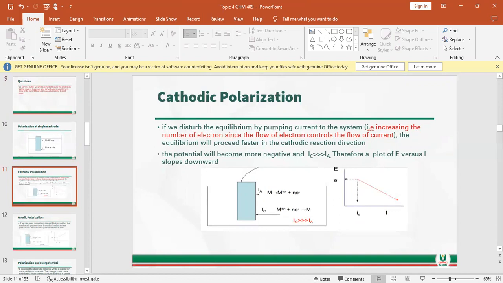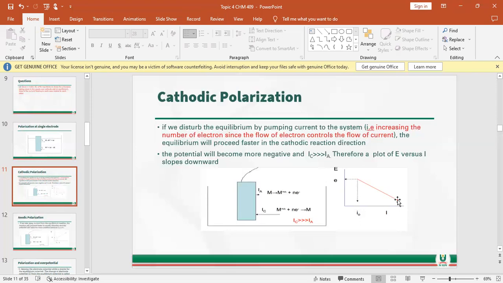I put it clearly here that if we disturb the equilibrium by pumping electrons into the system, that is increasing the number of electrons, since the flow of electrons controls the flow of current, the reaction will proceed faster in the cathodic direction. The potential will become more negative, and the cathodic current will now become greater than the anodic current. That means there is no longer an exchange current density where the cathodic and anodic currents are the same. If you pump in electrons, a plot of potential against current will slope downward, as you see, because the electrode is becoming more negative, so it slopes down.